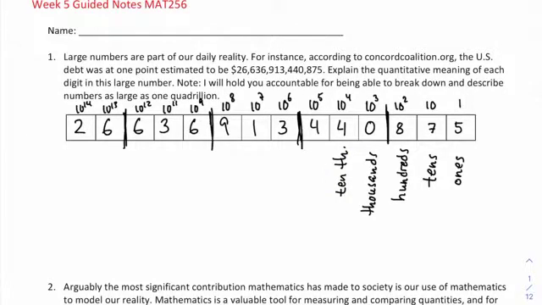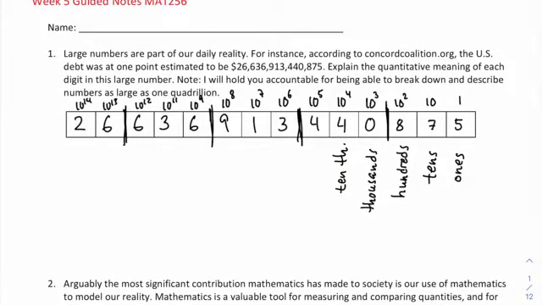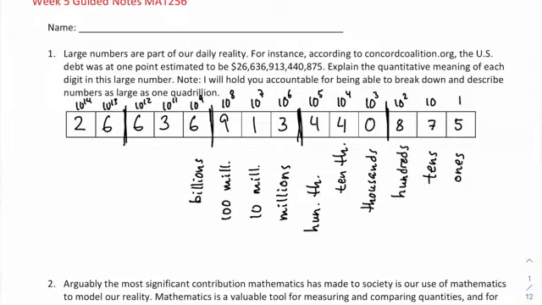The next one is how many 100,000s we have. After that we have 10 to the 6th, which is how many millions. Then we have 10 millions. Then we have 100 millions. After that, the next digit is 10 to the 9th. That's how many billions there are. Then how many 10 billions there are. And then how many 100 billions there are.